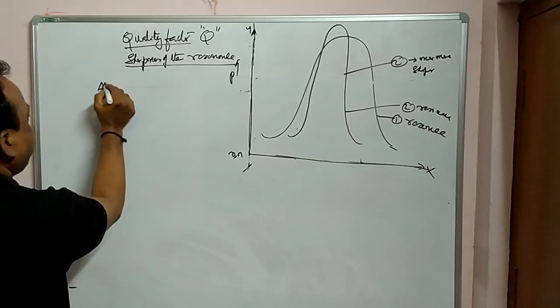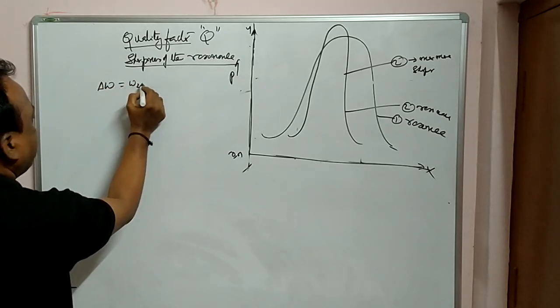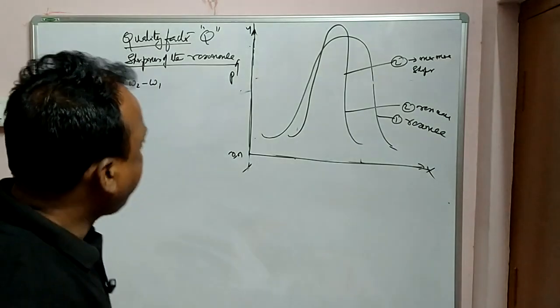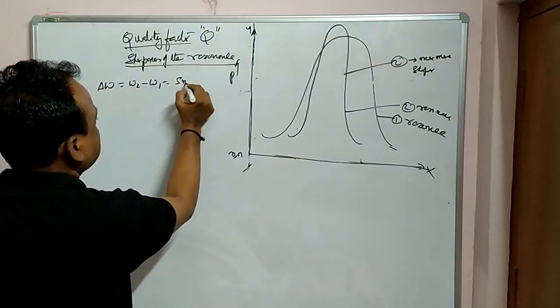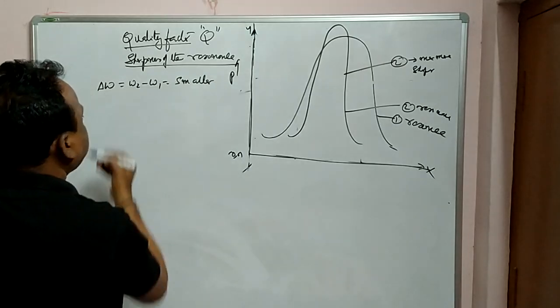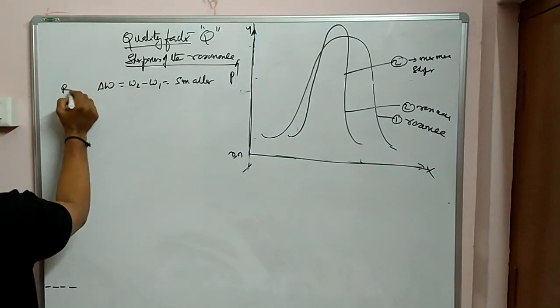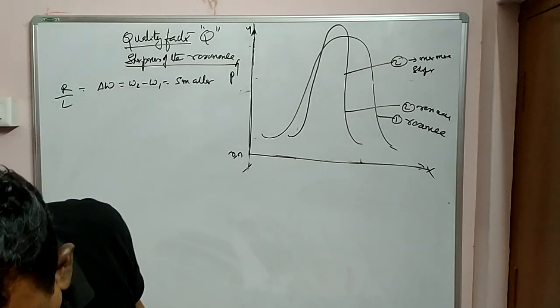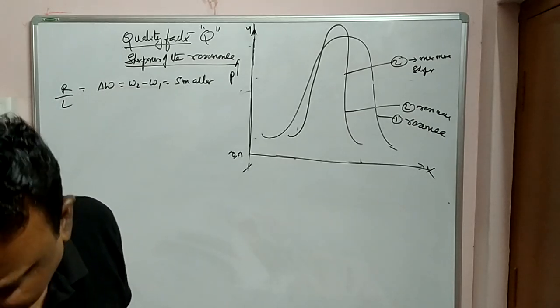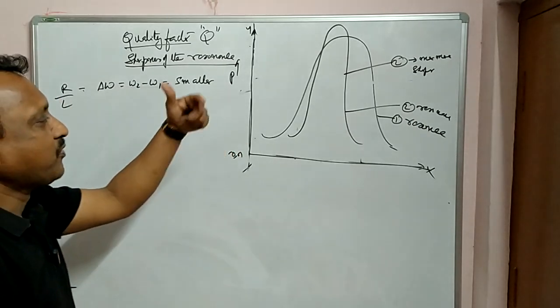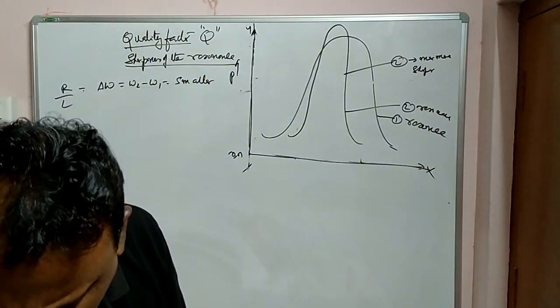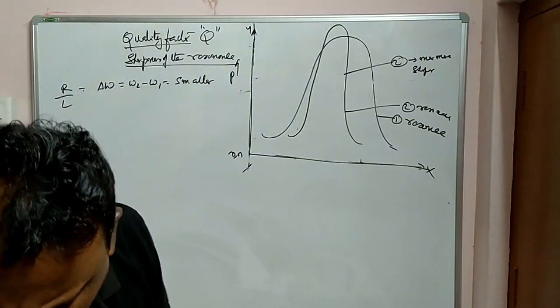Because it is sharper, what is delta omega? Omega 2 minus omega 1, the bandwidth. It should be smaller. The bandwidth R by L should be smaller. When the bandwidth is smaller, the resonance will be sharper. So delta omega should be less, and then the resonance will be more sharp.